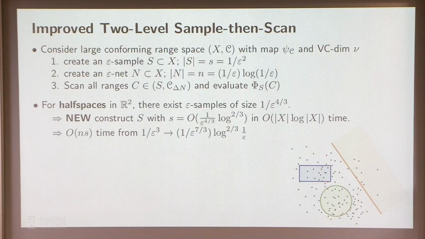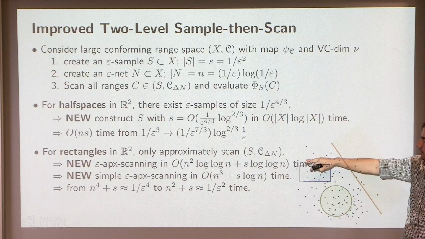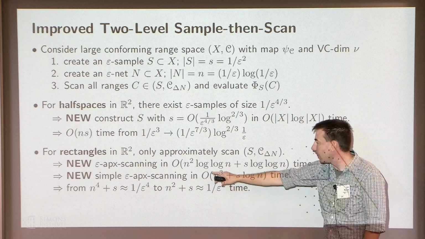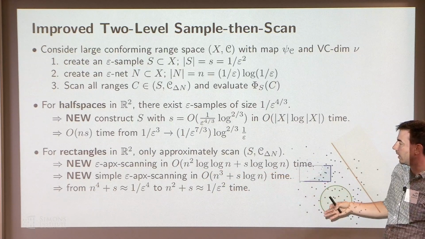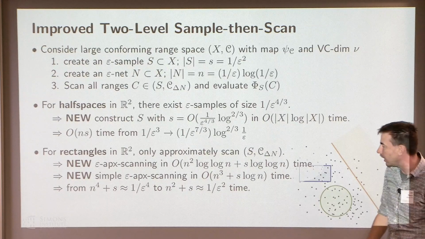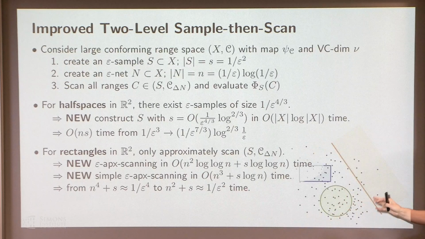For axis-aligned rectangles, the big trick is to approximately scan instead of scanning over these ranges exactly. And so we're able to scan in basically n squared plus s running time. And basically you can do these all with just random samples, which is how the fastest, best construction of the samples in the nets works. And this goes to basically 1 over epsilon squared. And there's a conditional lower bound that this is optimal.